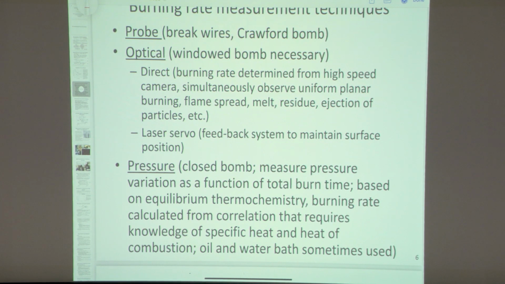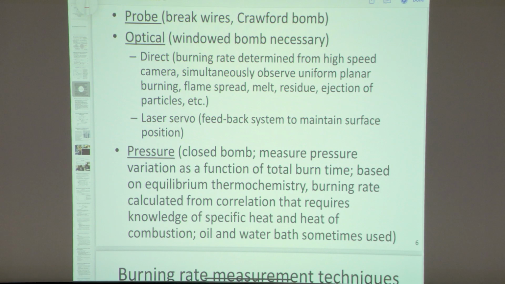Burning rates determined from high-speed cameras: taking the data and visually looking at its position from the high-speed data on the film, and simultaneously observing whether or not I have a uniform planar burning, if I have flame spread down the side edges, depending on what the melt is, is there residue forming at the surface, is there ejection of particles, and I get a better characterization of what's going on. I can also just monitor the pressure.